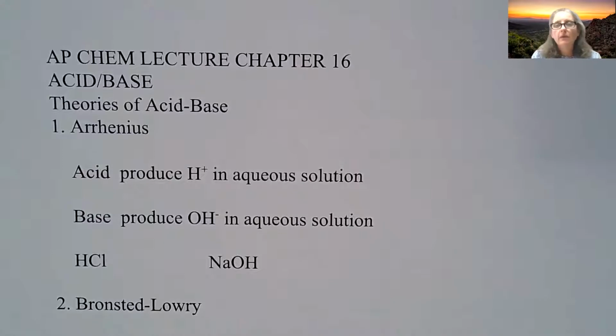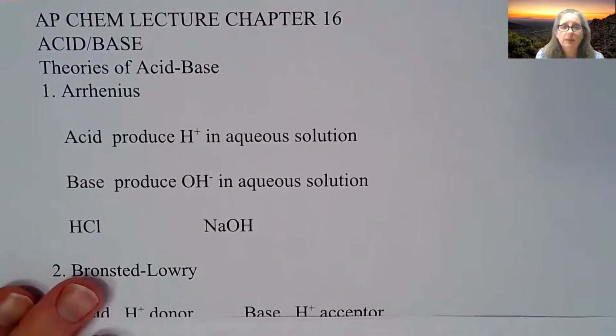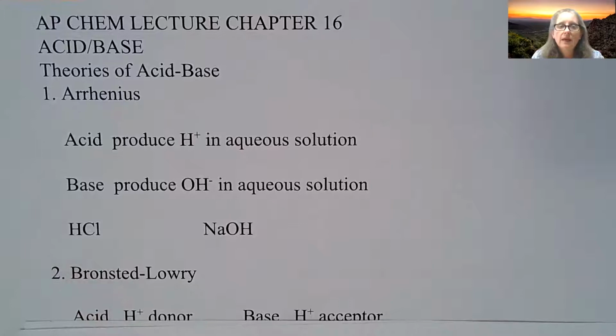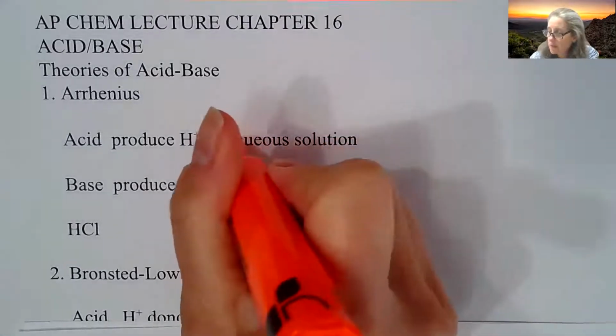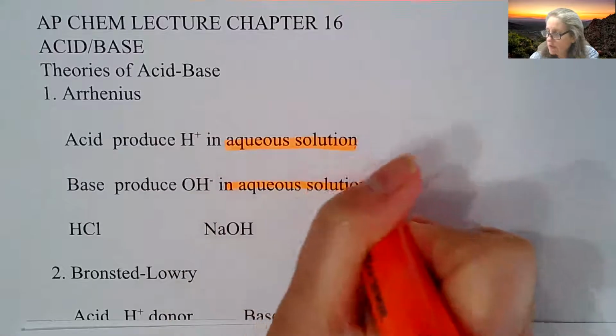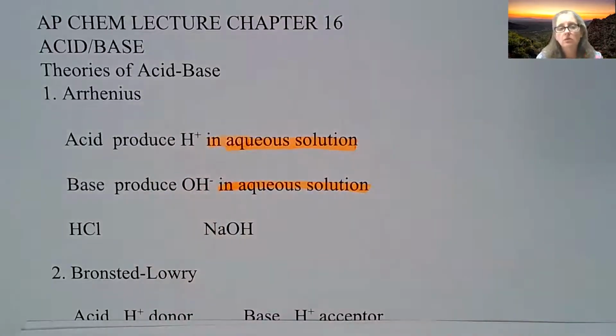So we have three different theories, or three different definitions, of how we define acids and bases. The first one is called Arrhenius, and this is the one you probably remember from first year chemistry and probably going to be the one that you remember even after this class. And that is acids produce hydrogen ions in aqueous solutions and bases produce hydroxide ions in aqueous solutions. So please be sure that in your definitions, you understand that this is only in aqueous solutions, and that needs to be included in the definition. So you can't just say acids are H+, bases are OH-.